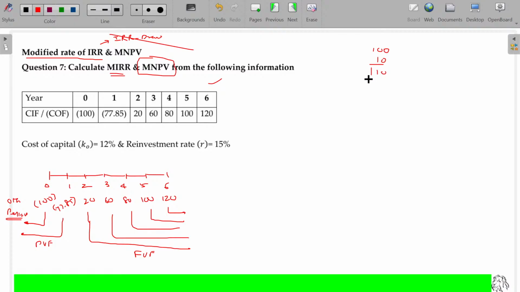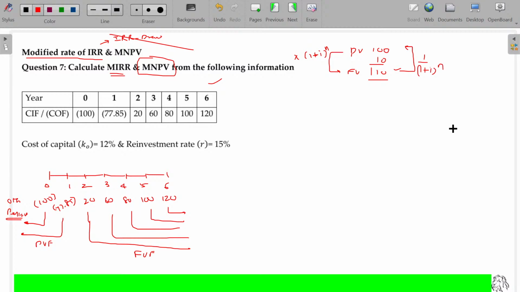110 in the later period. This 110 is called future value. This 100 is called present value. You understand? To get the present value, you usually divide 1 by 1 plus I. This is the formula you use. For future value finding, you have to multiply with 1 plus I, to the power n.